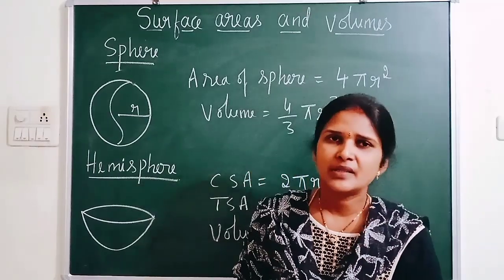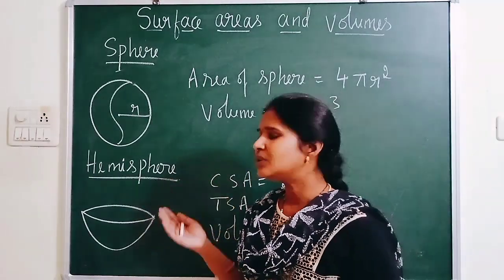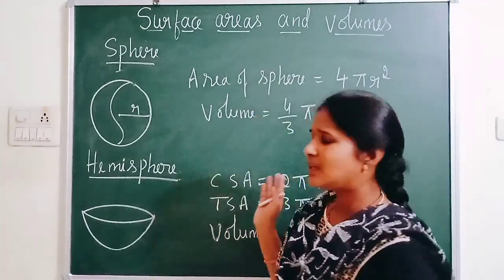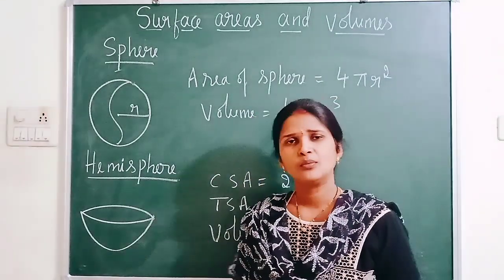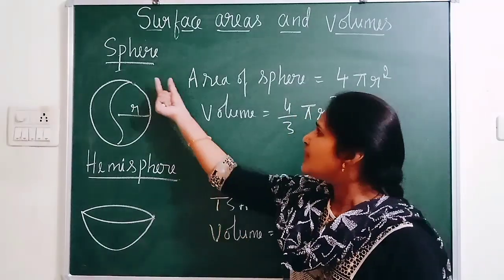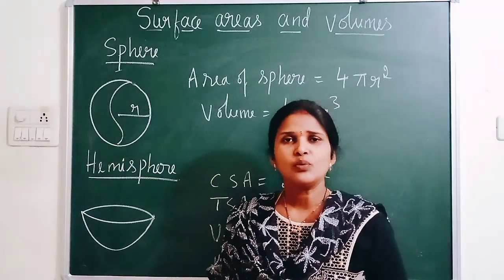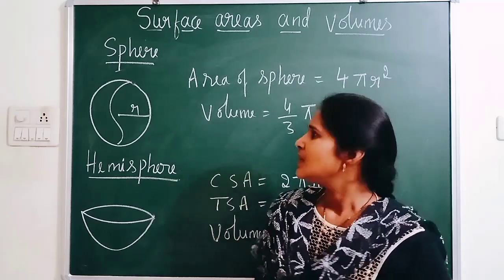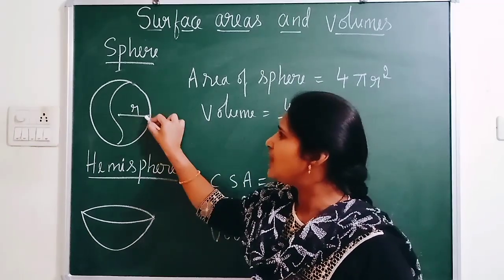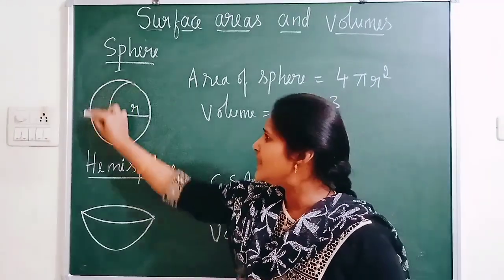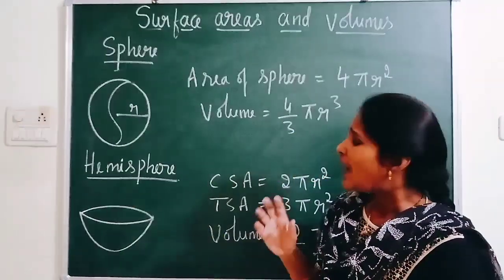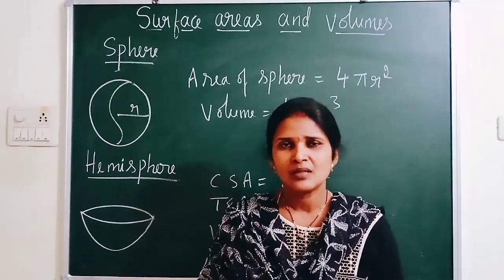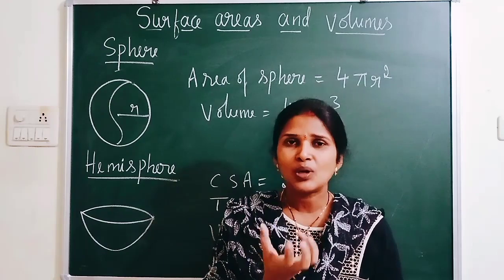Now let us try to understand the other two 3D figures, that is sphere and hemisphere, about area and volume of these two 3D figures. First one is sphere. As you look at a ball, football or a cricket ball, that is nothing but a sphere. You can see only one variable here, that is the radius. This is the radius of the sphere, and as you know, a ball has only one face. A ball doesn't have any edges. So it has only one face, that is a circular face.